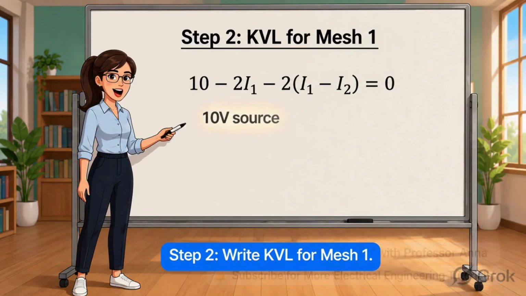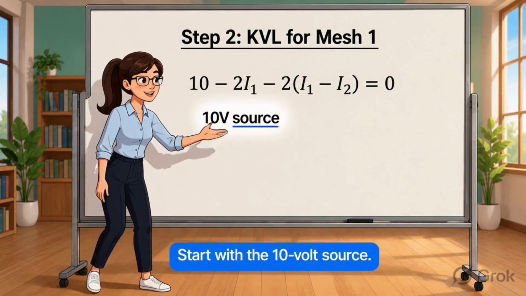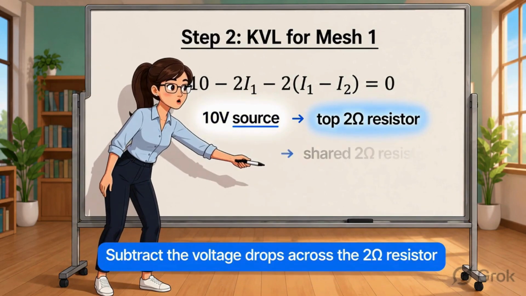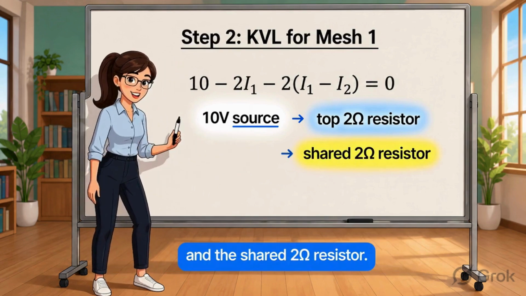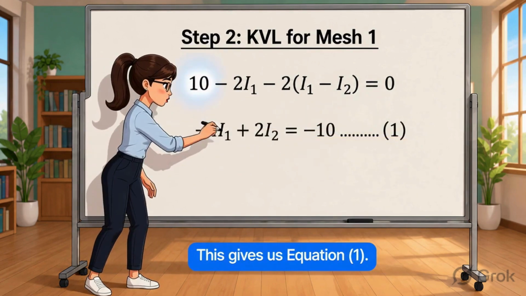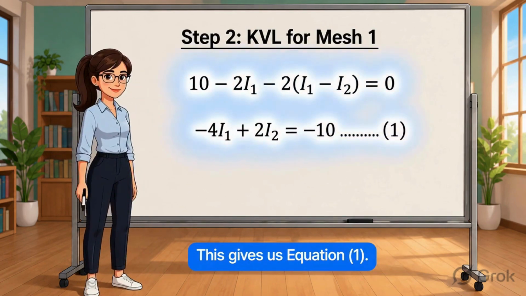Now let's apply Kirchhoff's voltage law to mesh 1. We start with a 10-volt source, then subtract the voltage drops across the 2-ohm resistor and the shared 2-ohm resistor. After simplifying, we obtain our first equation.